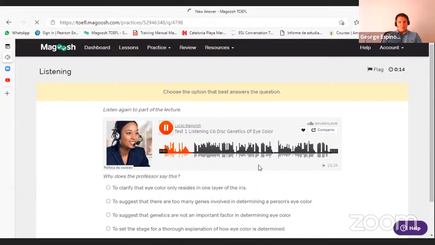Then answer the question. In the end, the specific eye color is determined by the amount of a substance called melanin in the iris of the eye. To complicate matters further, the iris has two layers, an inner one and an outer one. Why does the professor say this? To complicate matters further, the iris has two layers, an inner one and an outer one.